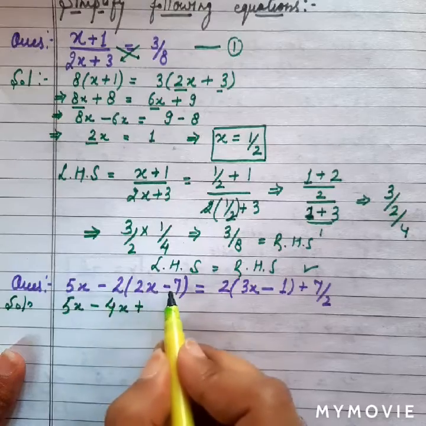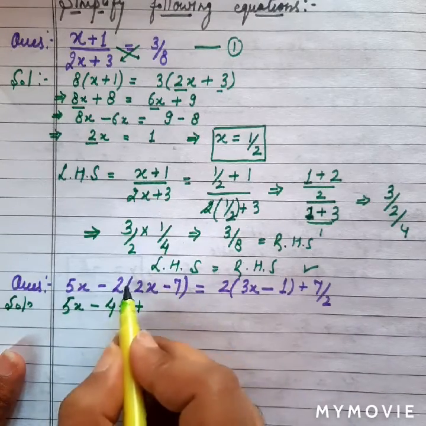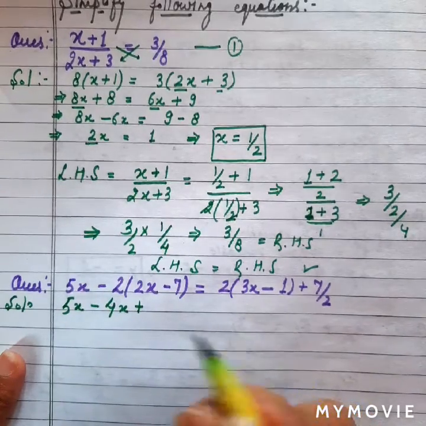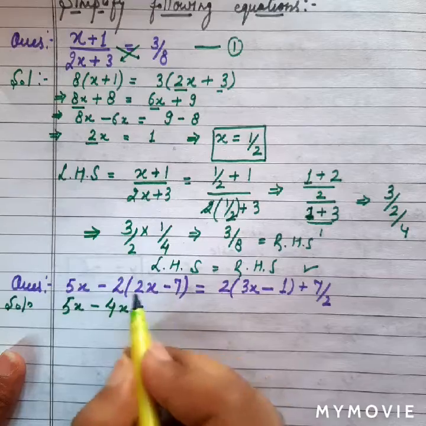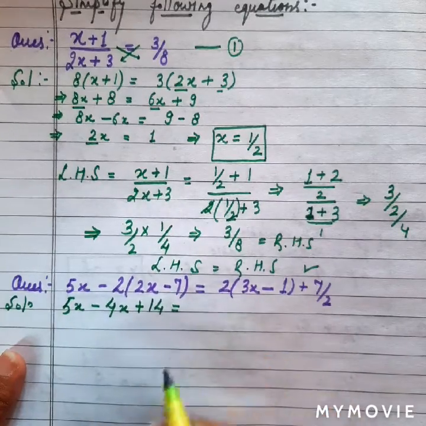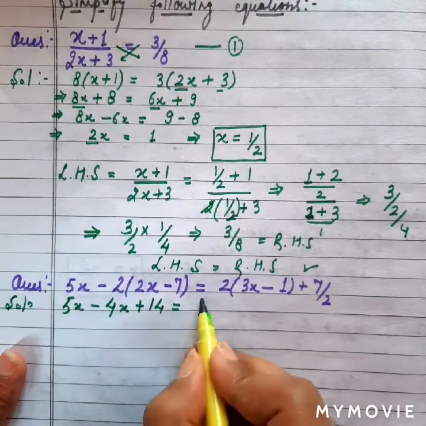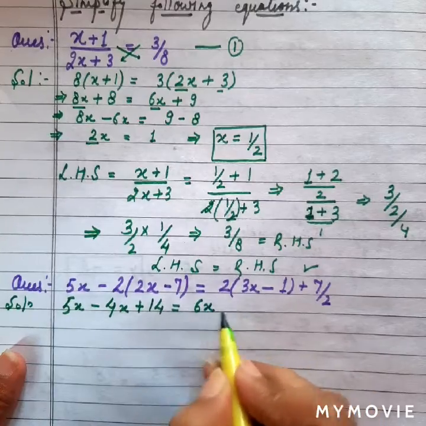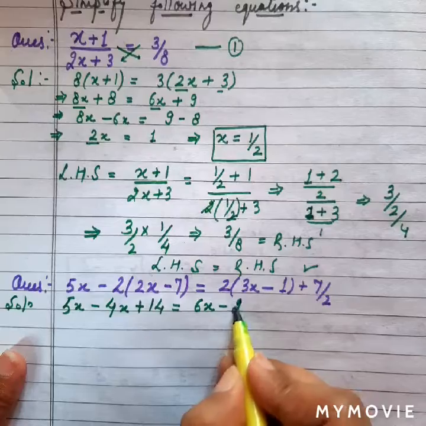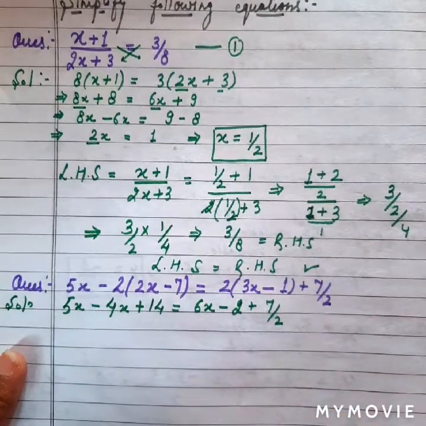And 2 multiplied with 7, we know that when we open the brackets, then the operation we usually follow is multiplication. So 7 is multiplied with 2, 7 2s are 14, right? It is done on this side. On the other side, open the bracket, 2 multiplied with 3, 2 3s are 6, x was there. So then minus 2 is multiplied with 1, 2 1s are 2, then plus 7 upon 2, right?